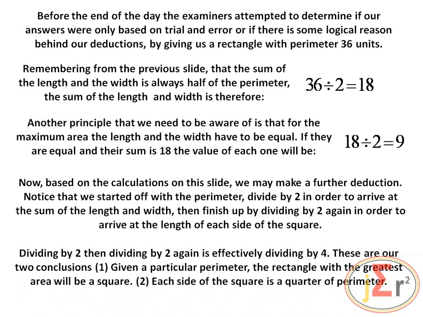These are our two conclusions. The first one: given a particular perimeter, the rectangle with the greatest area will be a square. And 2, each side of the square is a quarter of the perimeter. And those are our two deductions.